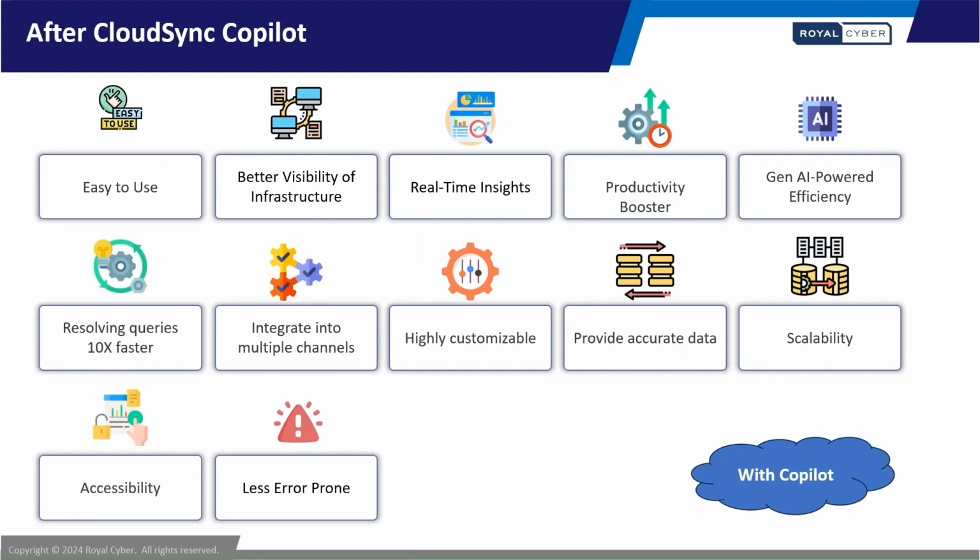After having the Copilot, we can see that our productivity is boosted. We are no more dependent on humans and their availability or time constraints. A Copilot could be available 24/7 and it can resolve queries faster than a human being. It is Gen AI powered, which can understand the human query and transform it into the command. So after Cloud Sync Copilot, we are more productive. Let's move to the demo part and see how it actually works.